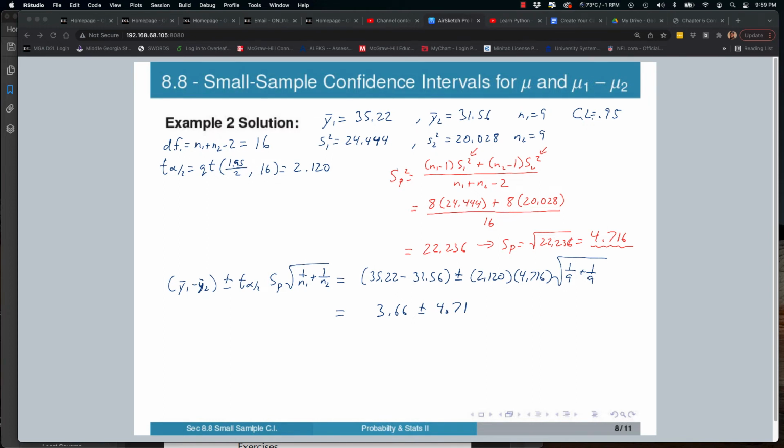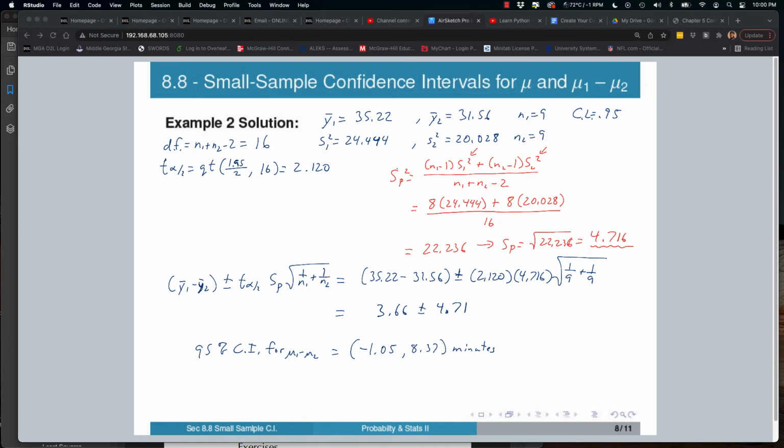And so a 95% confidence interval for mu sub 1 minus mu sub 2 is equal to negative 1.05 and 8.37 minutes. That was what they were being timed for their assembly.